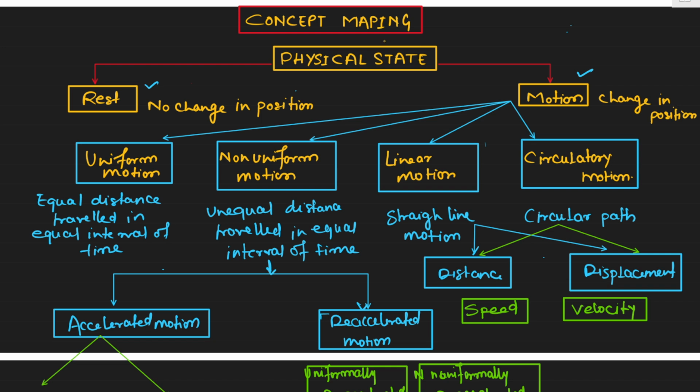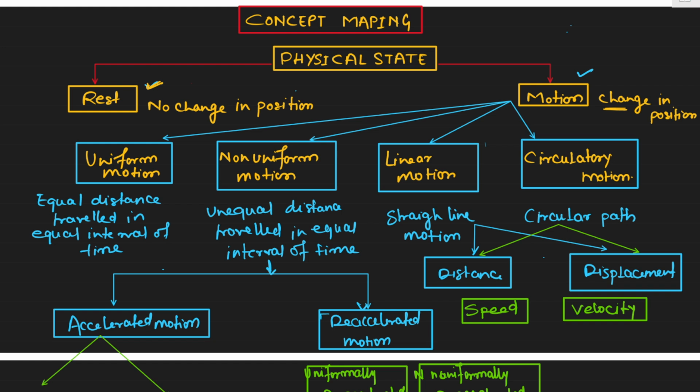Now you can see the concept mapping of this chapter. Have you ever wondered what motion is or how we can define motion? Change in position is known as motion. Physical states are divided into two types: one is rest, another one is motion. Rest means no change in position, and motion means change in position.